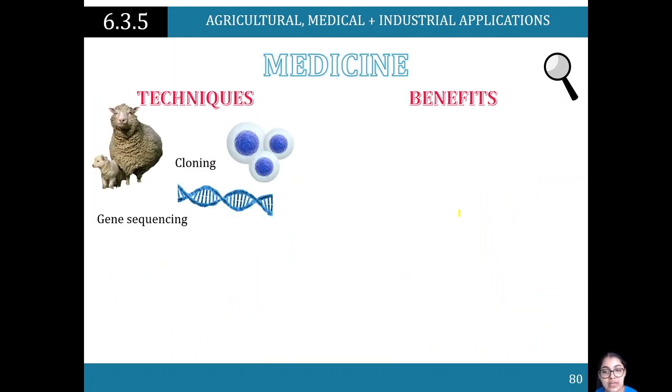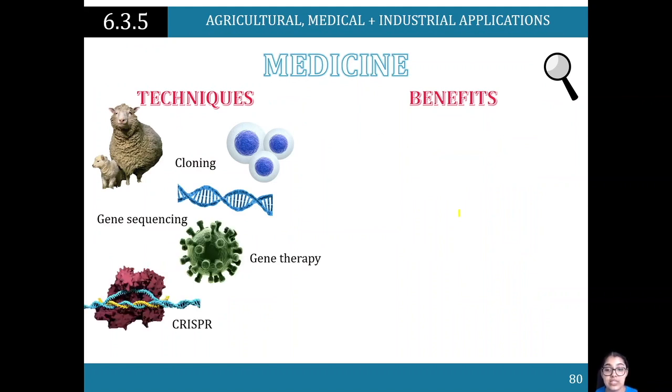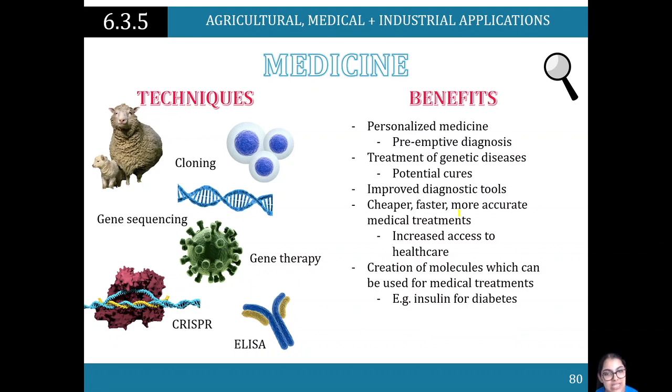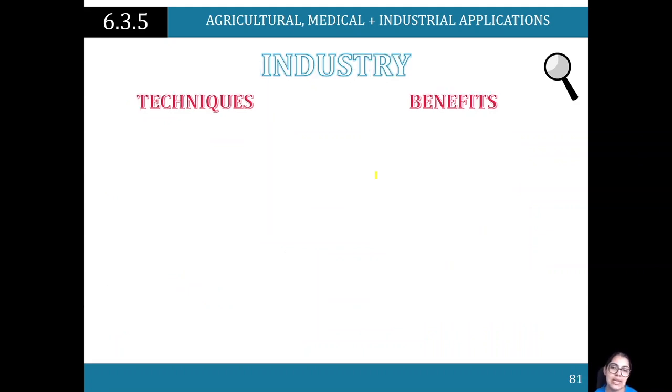In terms of medicine, there can be cloning, gene sequencing, gene therapy, CRISPR that we've looked through, and ELISA. Benefits are we can have personalized medicines. There can be preemptive diagnosis, treatment of genetic diseases, potential cures using CRISPR-Cas9 and gene sequencing, improved diagnostic tools, cheaper, faster treatments, and creation of molecules which can be used for medical treatments like insulin for diabetes.